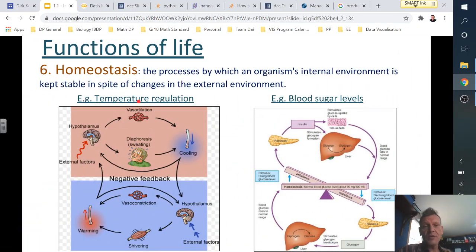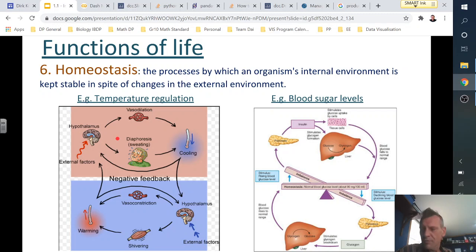Homeostasis, that's the ability that all multicellular organisms in particular have to respond to the environment and keep their internal environment at a certain stable level. For instance, maintaining the temperature in your body. And there are all sorts of mechanisms that are built in. Sweating and vasodilation, that's the increase in diameter of your blood vessels, for instance, are a response to an increase of temperature.